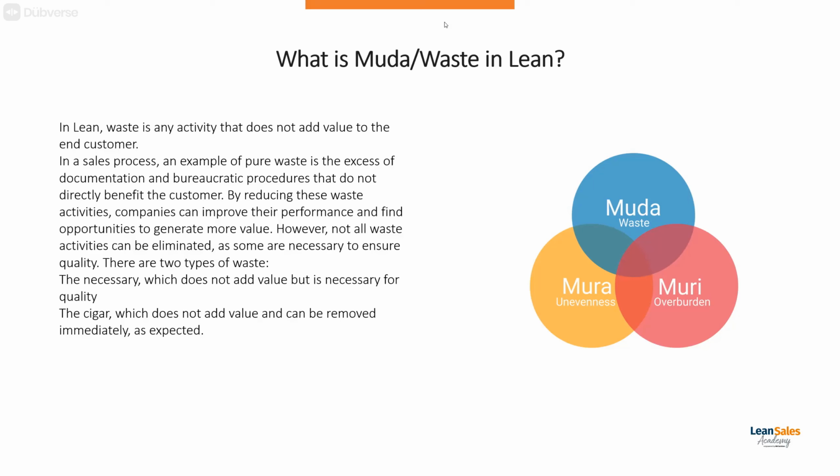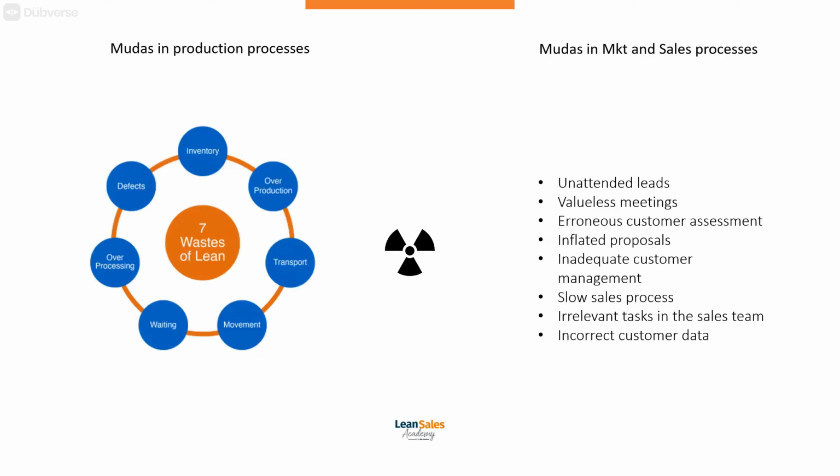In any case, not all waste can be eliminated. Some are even unnecessary to ensure quality. There are 2 types of waste. The necessary, which does not necessarily add value, but is necessary to maintain quality. And the unnecessary, which does not add value and can be eliminated immediately as expected. Within these 3 particularities that exist in Lean on Waste, we can also find that we can identify it in 8 types of waste in the processes.